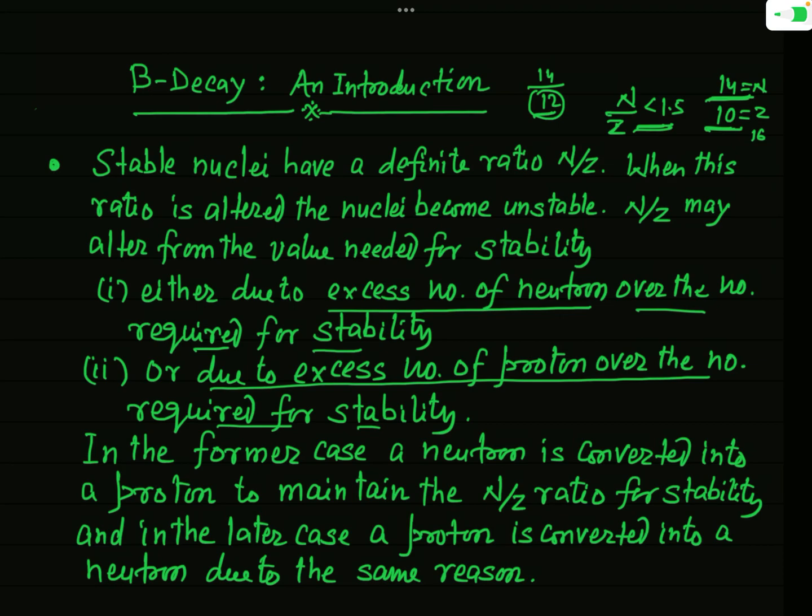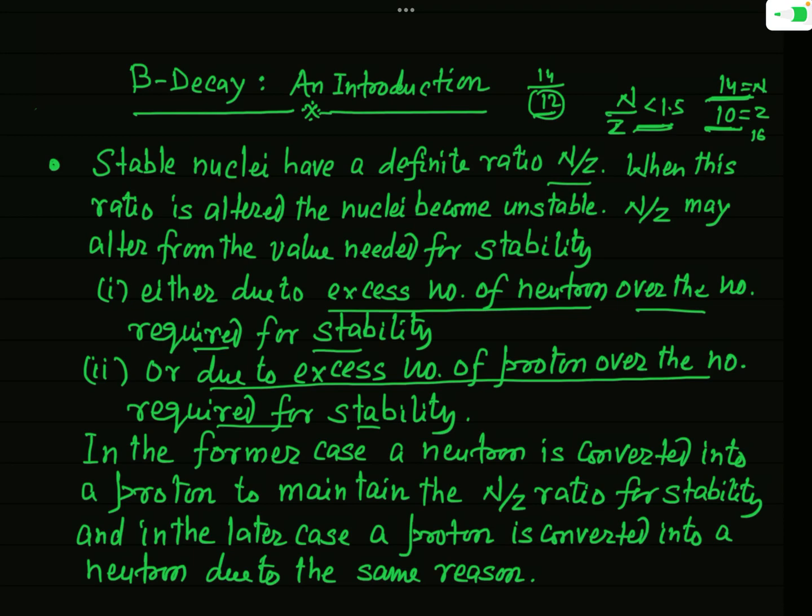So there are two reasons for the instability, and due to those two reasons the ratio N over Z gets altered and the nucleus becomes unstable. In fact, such an unstable nucleus tends towards stability, and to get the stable state, what will the nucleus have to do, you can think. If the cause of instability is excess number of neutrons, then definitely the nucleus will have a tendency to decrease the number of neutrons, because the excess number of neutrons is the cause of instability. So stability will be fixed only when the number of neutrons is decreased.